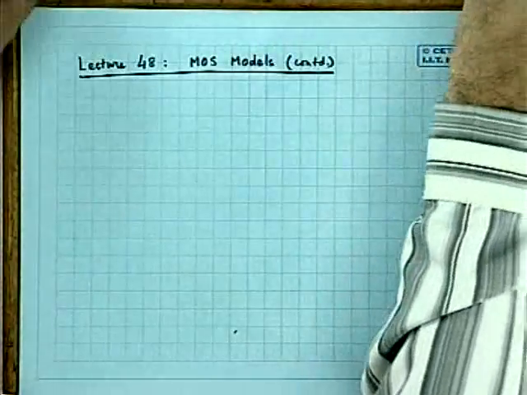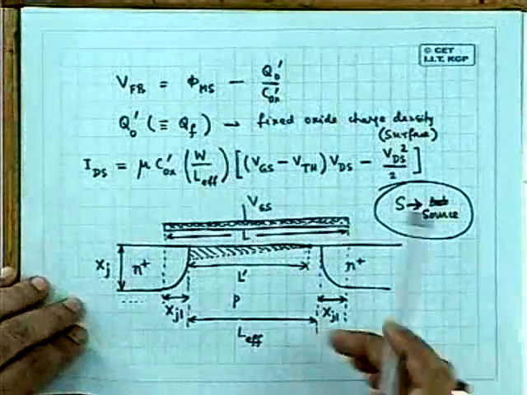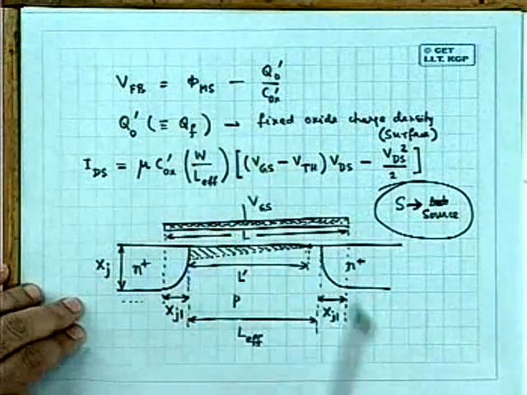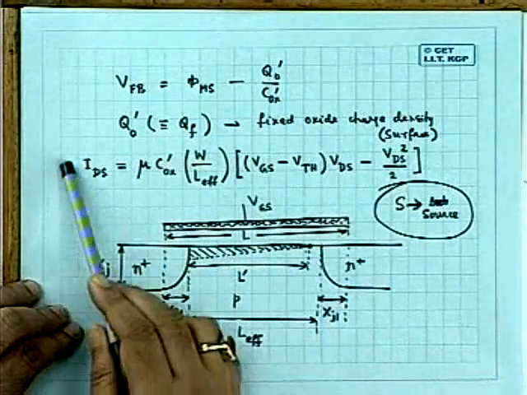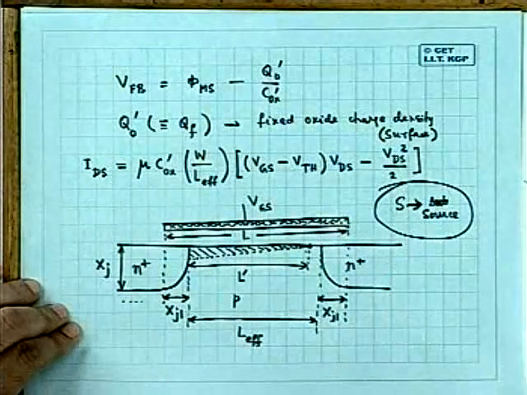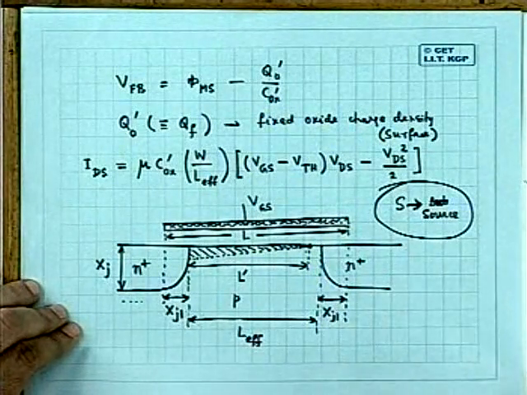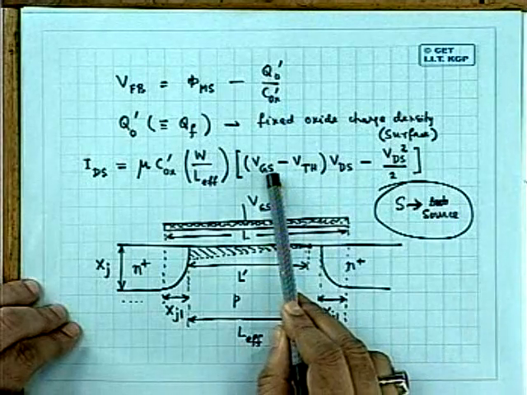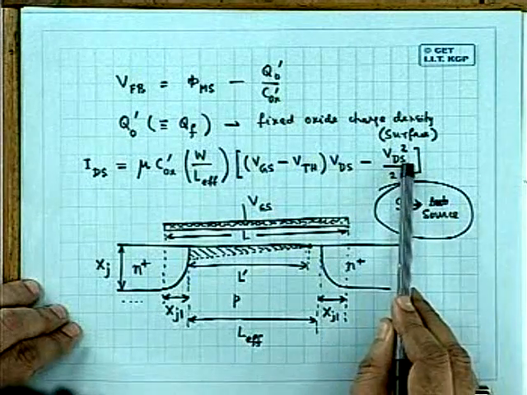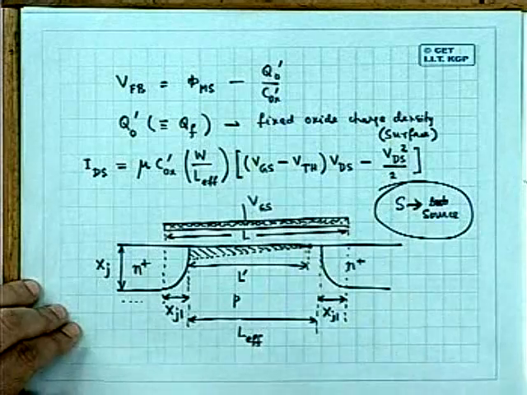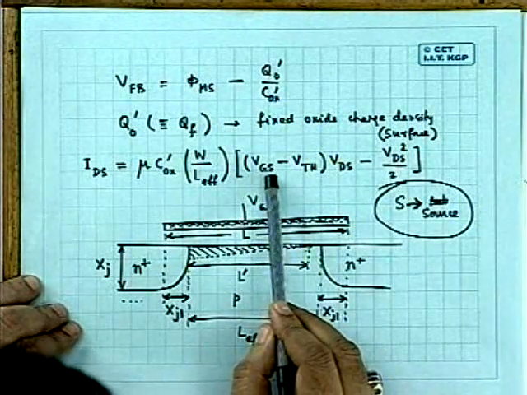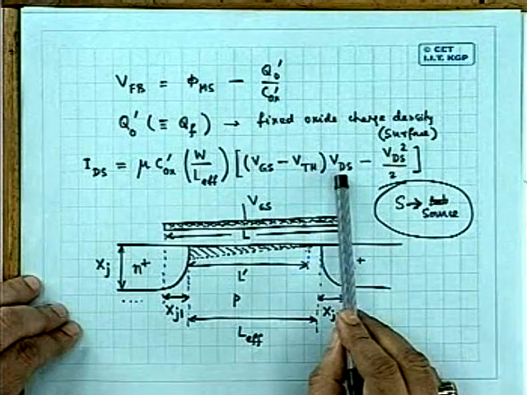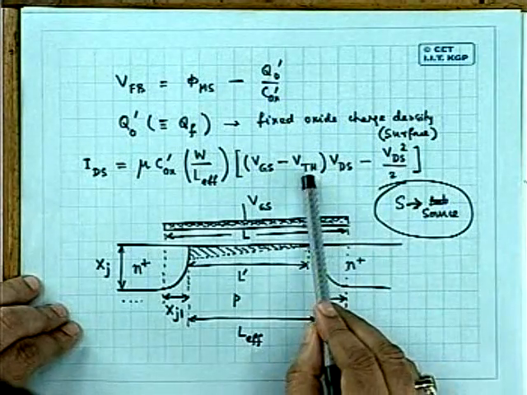The flat band voltage was this, and ultimately we could write the current in level 1 in a very simple form, which was derived earlier. Please remember that here the second suffix indicates source. That means all voltages are measured with respect to the source. VGS means between gate and source. VDS means between drain and source. TH stands for threshold.